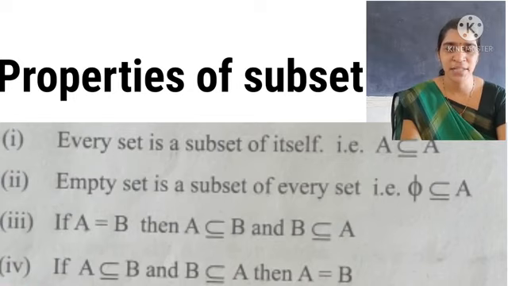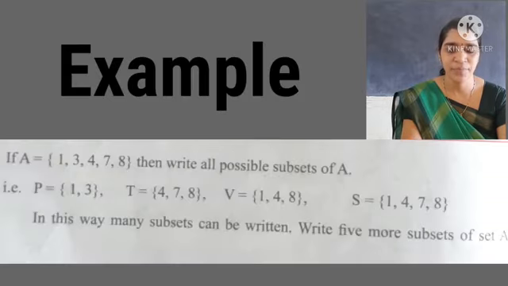म्हणजेच काय, दोन्ही सेट्स A आणि B काय असणार आहेत? सेम असणार आहेत. ओके. Here next I had given you one example. See the example. A set is given: 1, 3, 4, 7 and 8. We have to write all possible subsets of A. A चे सगळे सबसेट आपण लिहायचे आहेत.